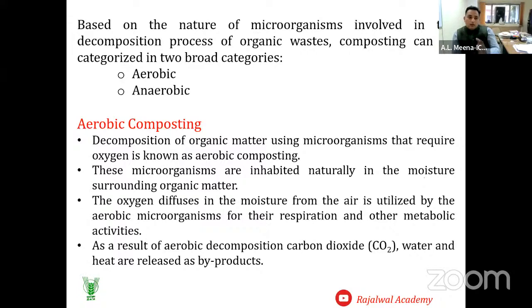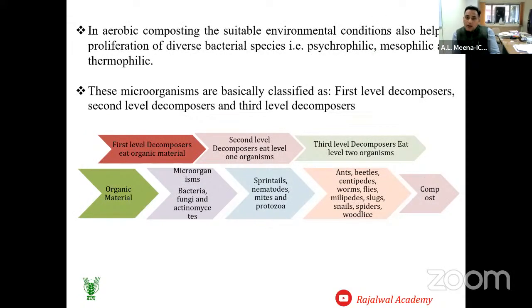Now, in aerobic composting, the suitable environmental conditions also help in the proliferation of diverse bacterial species like psychrophilic, mesophilic, and thermophilic. As I told earlier, during the phases, three types of microorganisms are involved. These microorganisms are basically classified as first level decomposers, second level decomposers, and third level decomposers. You can see in the figure that the first level decomposers are microorganisms like bacteria, fungi, actinomycetes, etc.